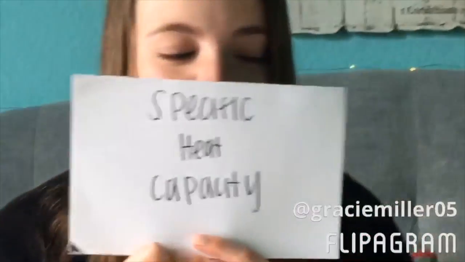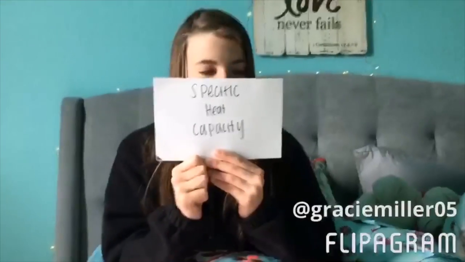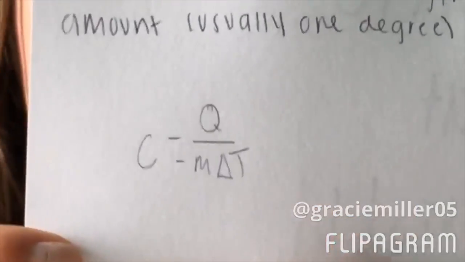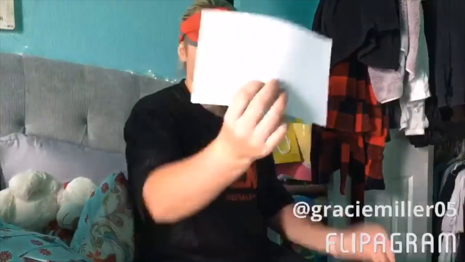S is for specific heat capacity. The heat required to raise the temperature of the unit mass of a given substance by a given amount, usually 1 degree. And here's the formula. S is also for specific heat formula. There's the formula.